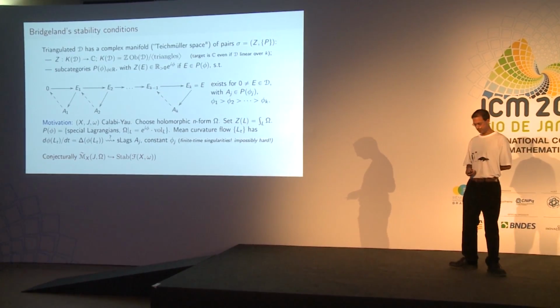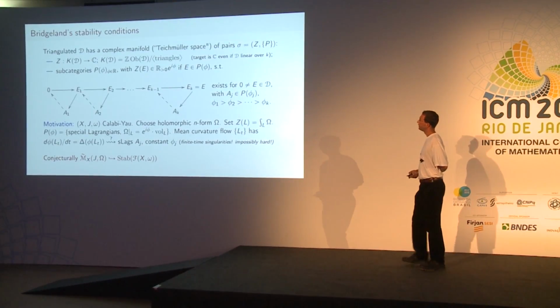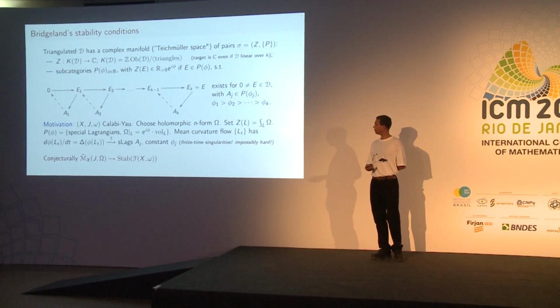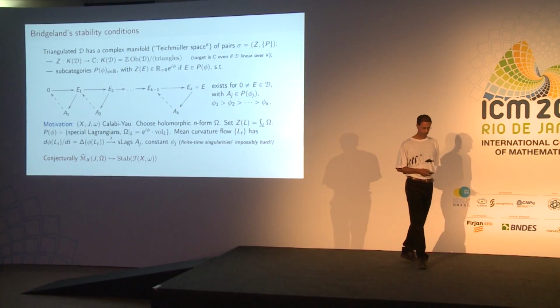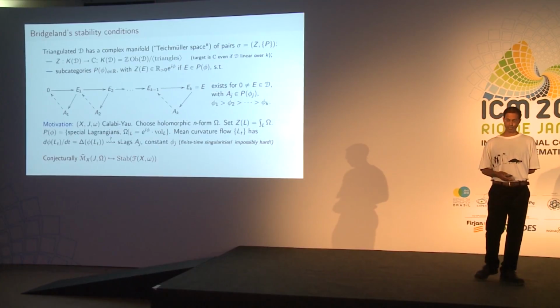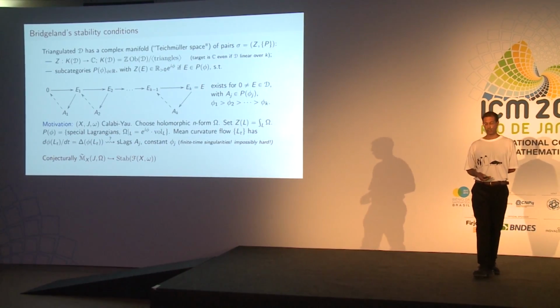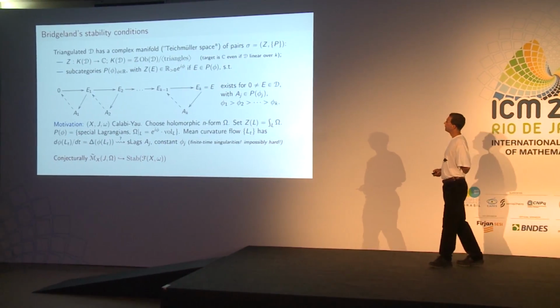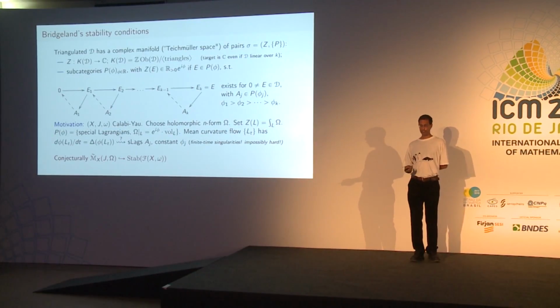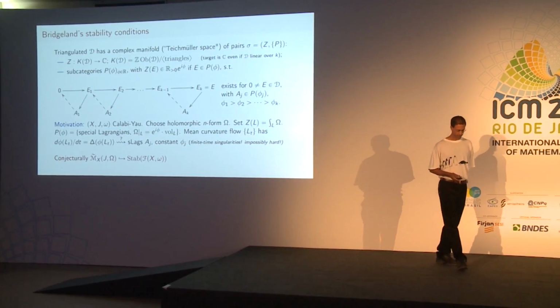And the particular piece of technology I want to import, it's about 15 years old now, it's due to Tom Bridgeland, and it goes by the name of stability conditions. So Bridgeland associates to a triangulated category a kind of Teichmuller space, a complex manifold, called the space of stability conditions. So a stability condition has two pieces of data.